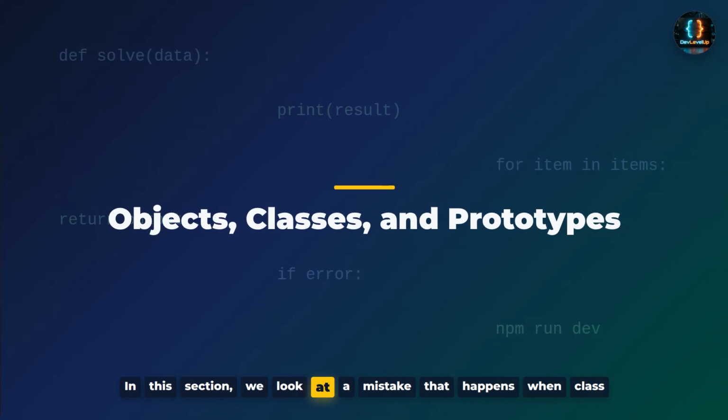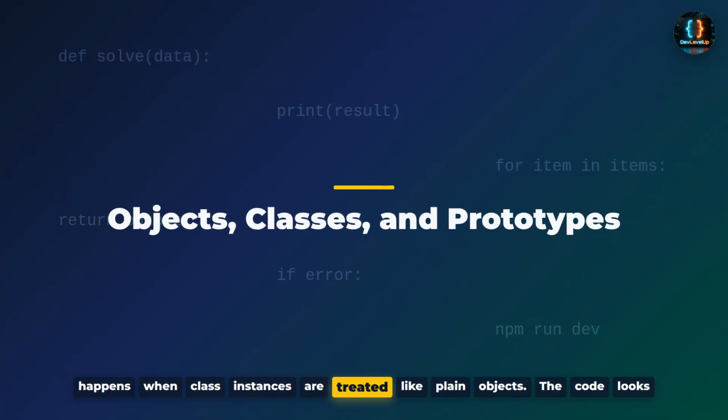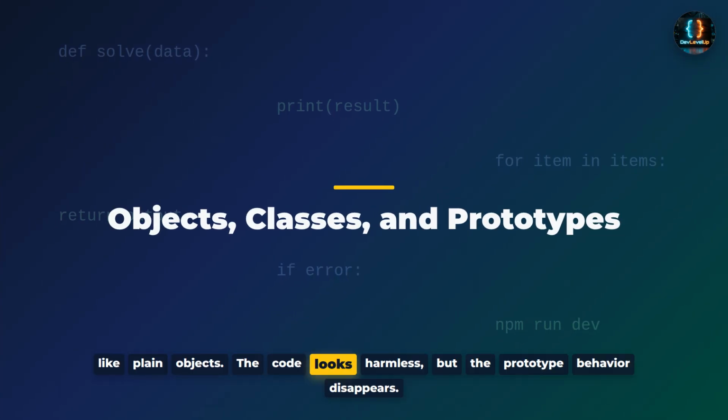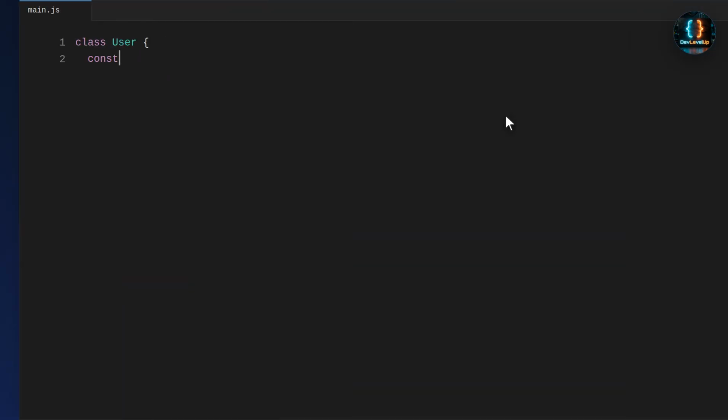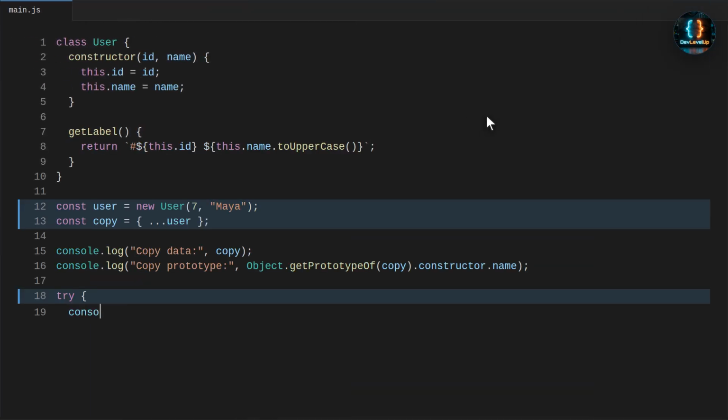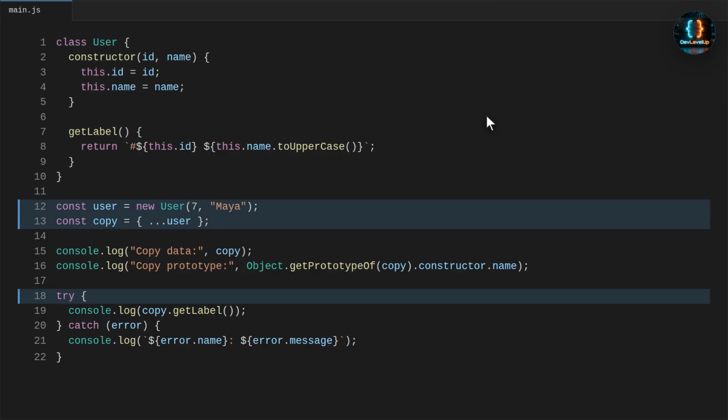In this section, we look at a mistake that happens when class instances are treated like plain objects. The code looks harmless, but the prototype behavior disappears. In real apps, this happens when we turn a user model into something that looks easy to send through an API. Here we create a user instance, spread it into a new object, and then try to call the same method on the copy. Now we run it and check what the object really became.